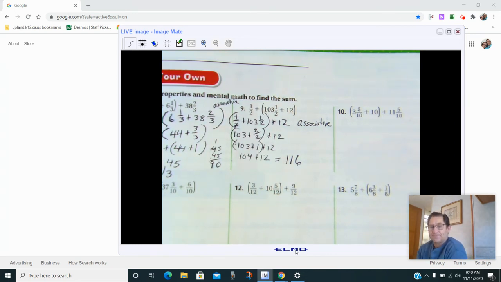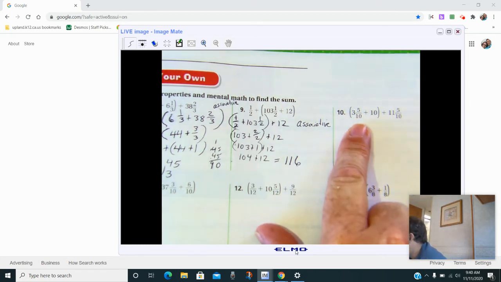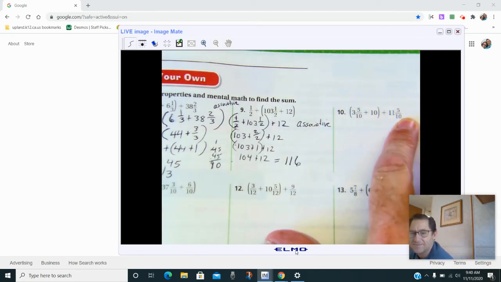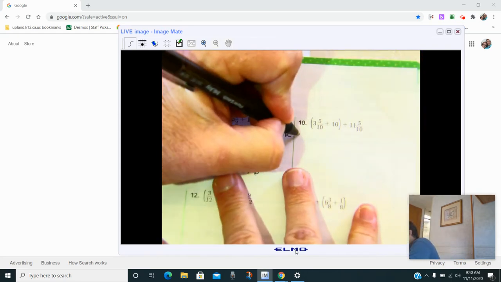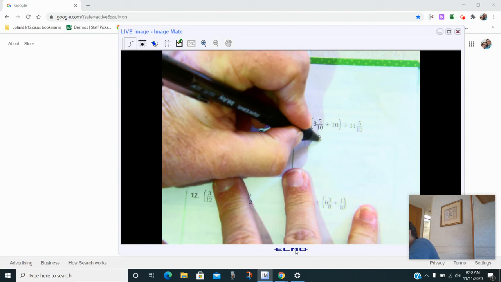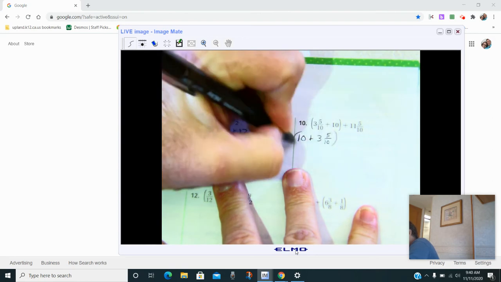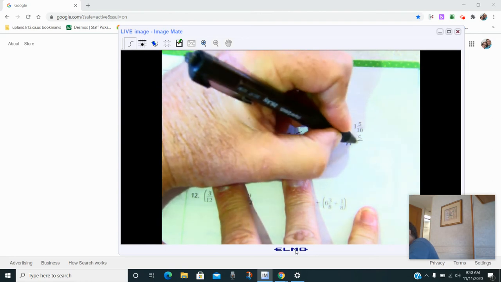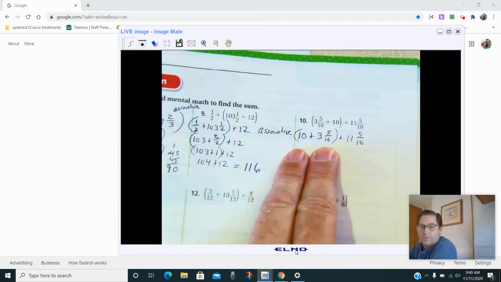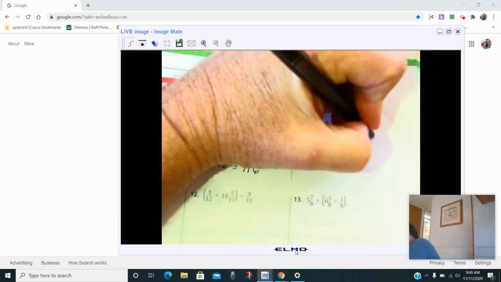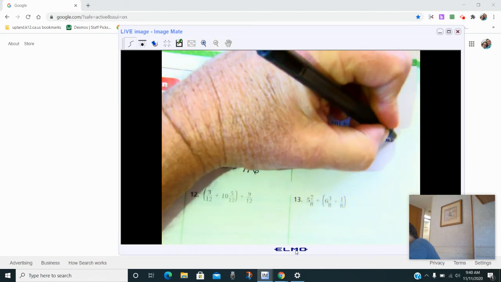Number 10. 3 and 5/10 plus 10 plus 11 and 5/10. We want this 3 and 5/10 to be next to this 11 and 5/10. So let's change the order first. Let's start with 10 plus 3 and 5/10 plus 11 and 5/10. Okay, so we switched the order. That's the commutative property of addition that allows us to do that.